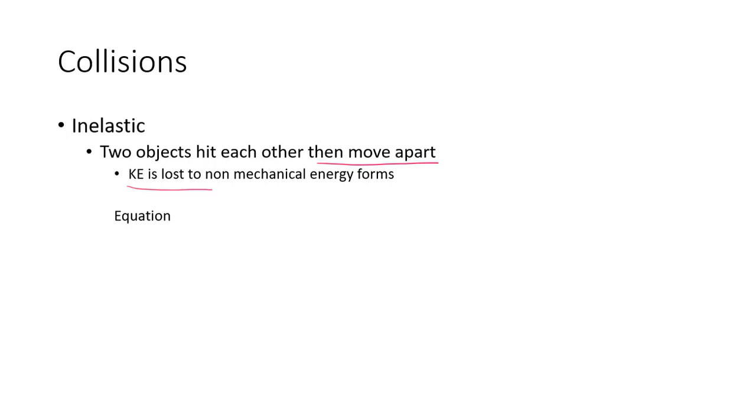Again, most examples of car accidents would be that, right? They hit, and then after the collision, they both go their own separate ways. They don't move as one. They go in different directions. You know, a rubber ball hitting something is another example, or things like that, where they just don't stick together. They move apart.